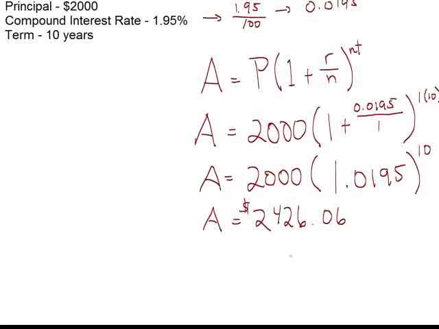So at the end of 10 years, his principal of $2,000 would have grown to $2,426.06. If you just simply subtract $2,000 from this, you'll find how much total interest he earned, and it's just $426.06 in interest earned over 10 years.